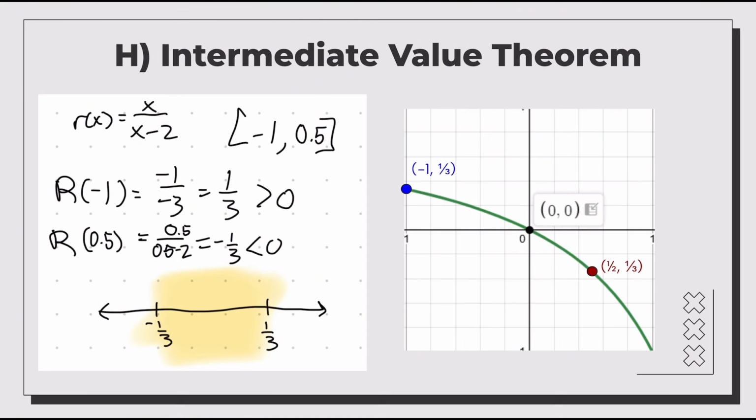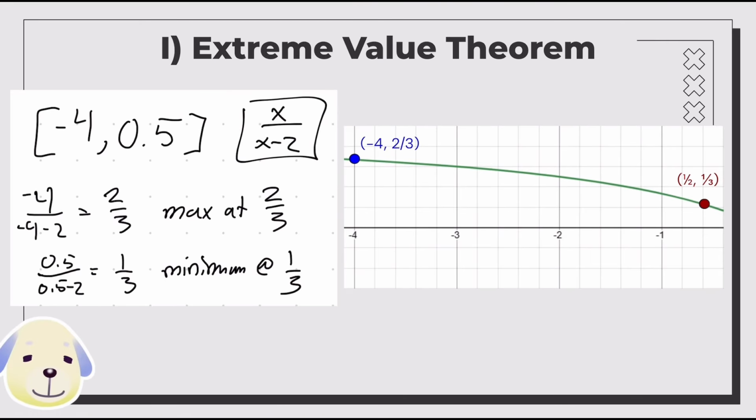Next, we have the intermediate value theorem. So as we can see, there has to be a 0 in between these two values, since 1/3 and negative 1/3. 1/3 is greater than 0 and negative 1/3 is less than 0, so there has to be a point in between where it's exactly equal to 0. And when we look at the graph on the right, we can see that that is true. Next, we have the extreme value theorem. So in this interval, there has to be a maximum since it's continuous, and a minimum, a relative minimum and a relative maximum. And as you can see, this is again true. At -4, there is a maximum at 2/3, and at 0.5, there is a maximum at 1/3. And we can see this is true by looking at the graph on the right.